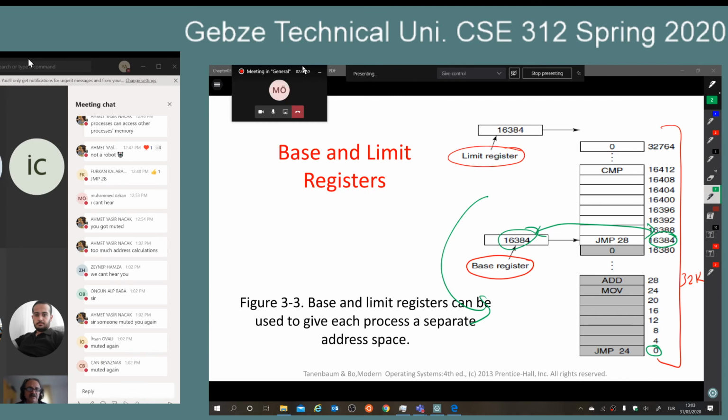So I solved that problem. Protection is done. Address spaces: the programs think that they have their own address spaces. What other problems do I have? Protection, relocation, what else?